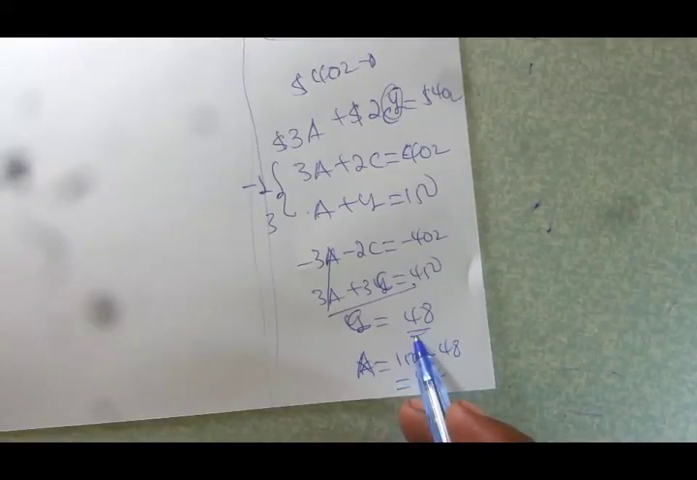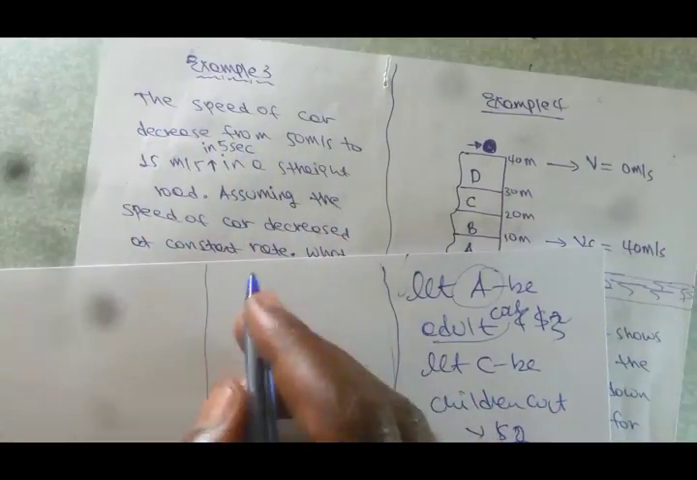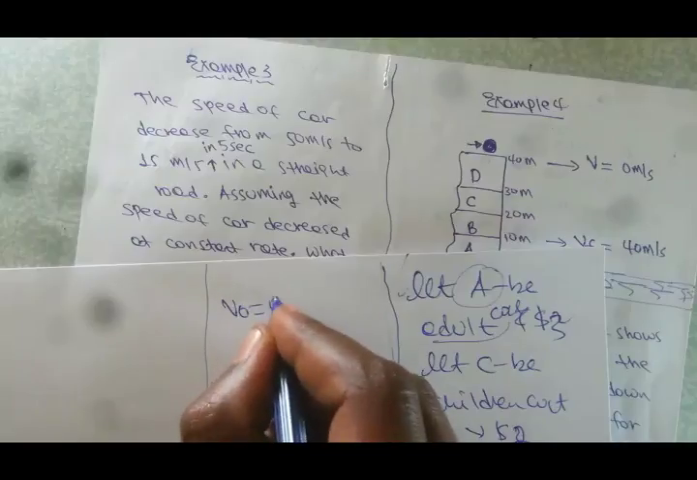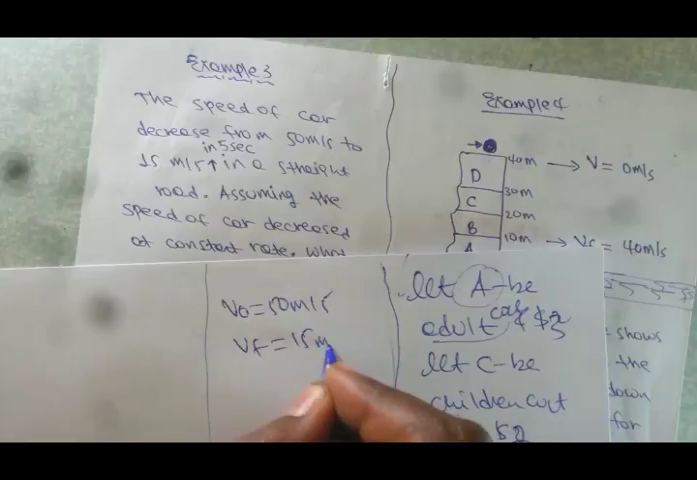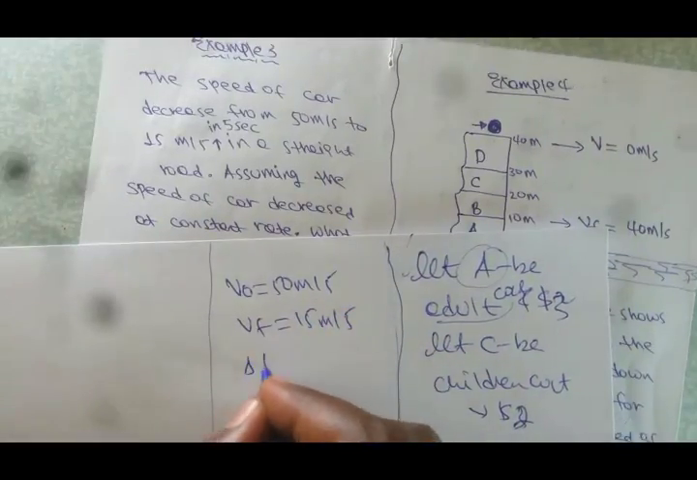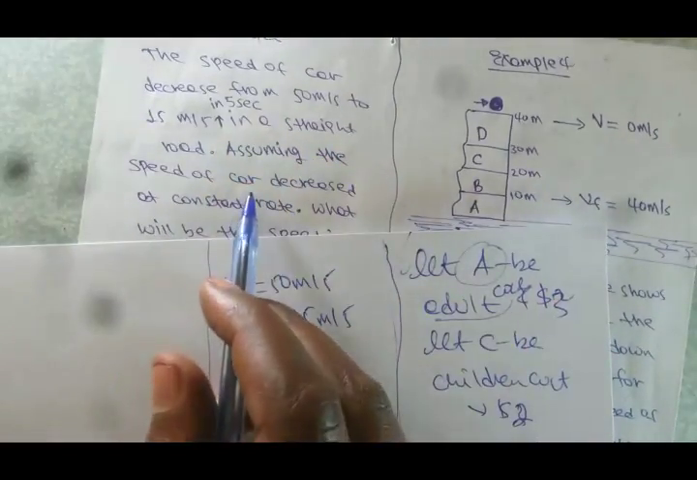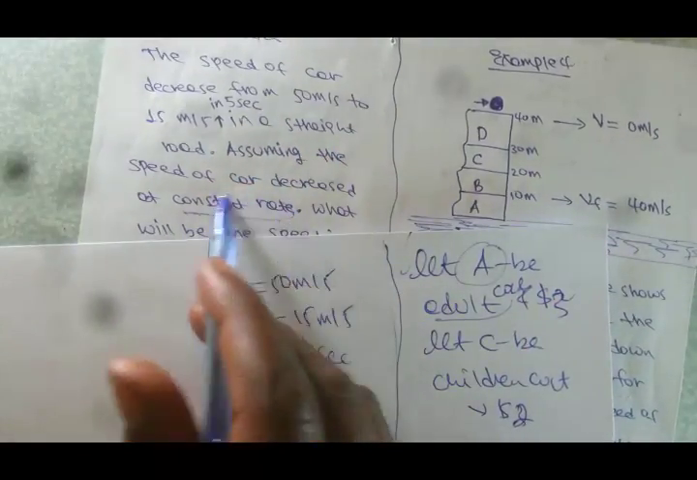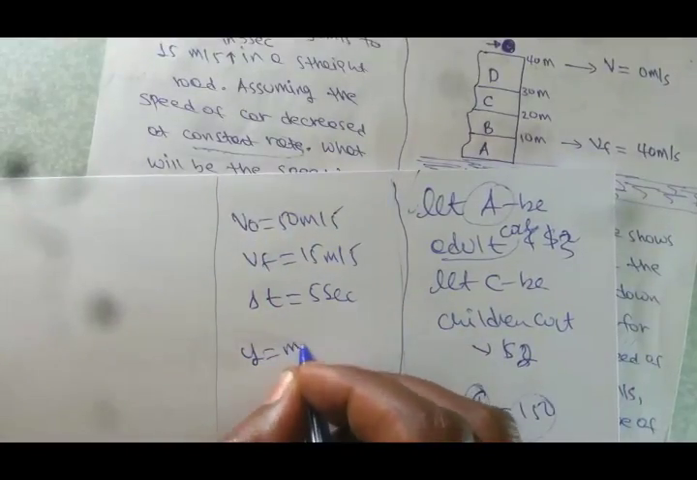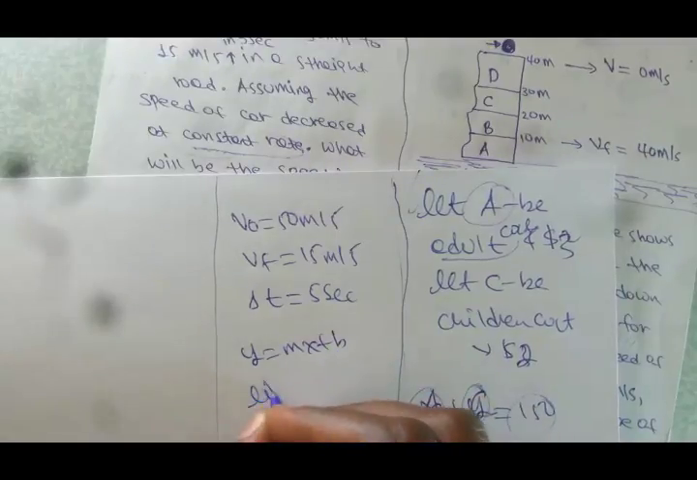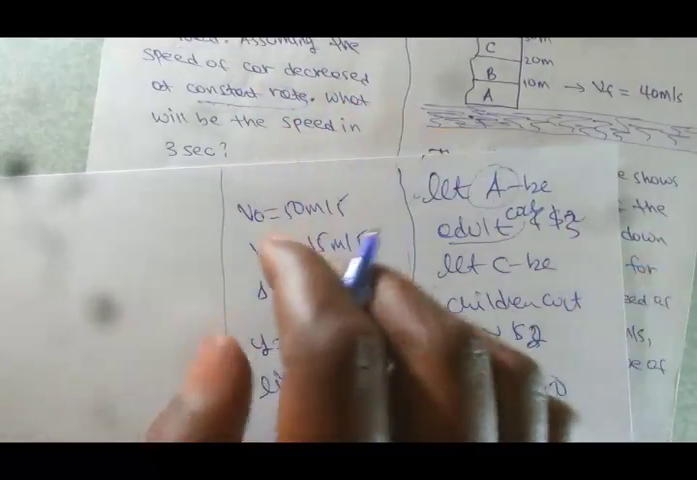And example 3 is given as: the speed of a car decreased from initially V0 was 15 meters per second to V final 15 meters per second in the time change in t of 5 seconds in a straight line. Whenever you find a constant rate of decrease, it means y is equal to mx plus b, or it is a linear function. And we are asked what will be the speed in 3 seconds.